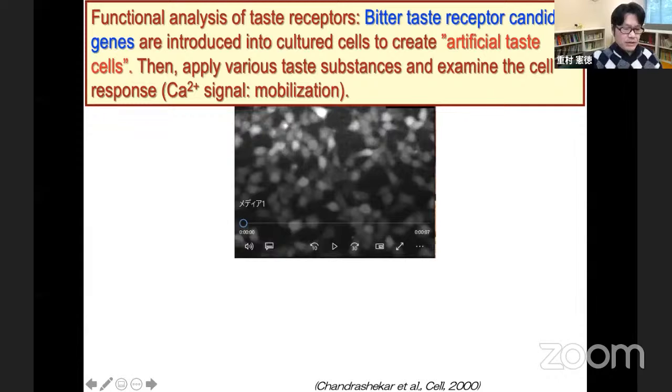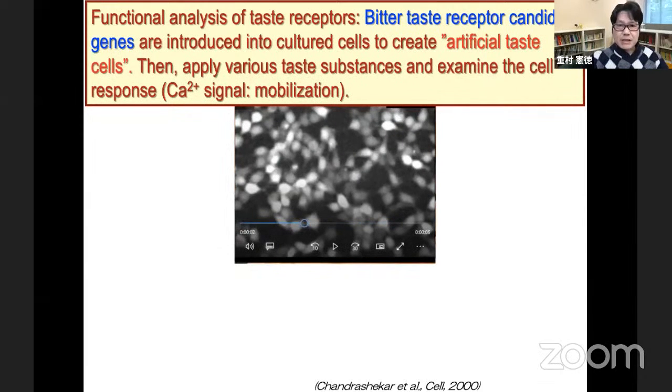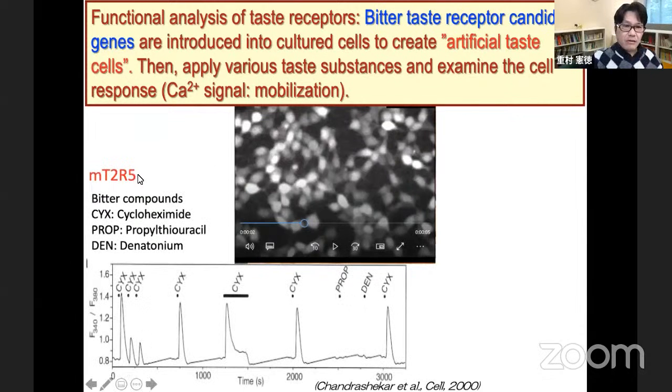This is a movie of this experiment. Can you see? You can see the clear response. Using this system, it was revealed that the cell with mouse T2R5 responded only to the bitter compound cycloheximide. This is the response, but not to other bitter tastants, propylthiouracil or denatonium. No response.